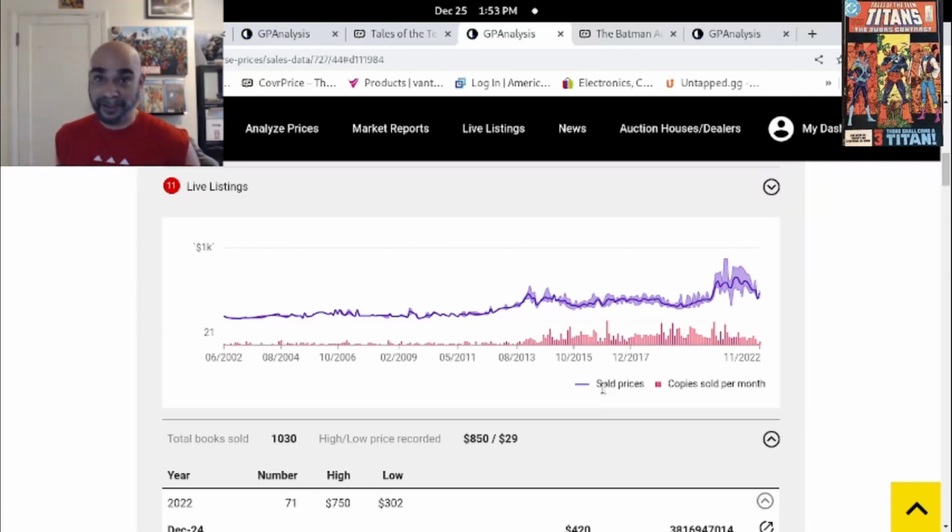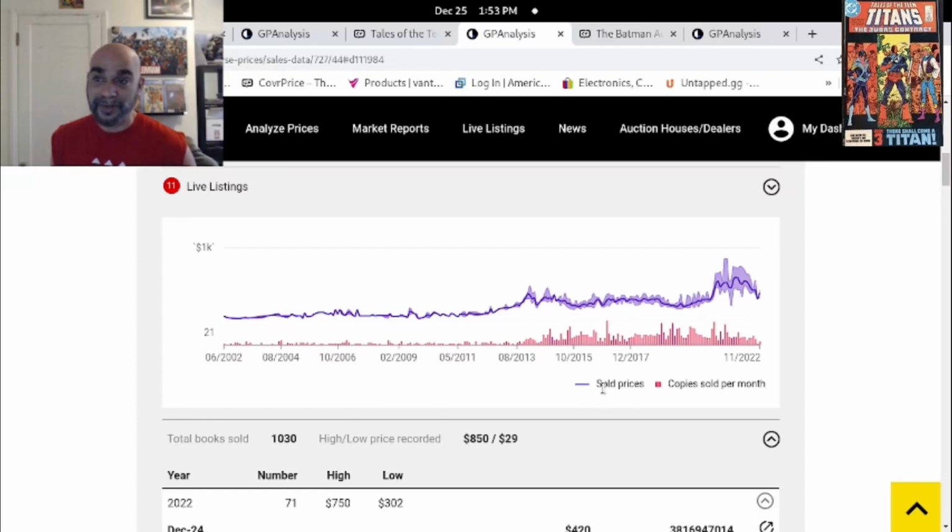If you get this book in a 9.8, I think 10 years from now this book is definitely going to be more expensive than it is now. It's not going to see major crashes like some other books. I think this character is popular enough that the book's going to hold its value. And he's a really cool character.